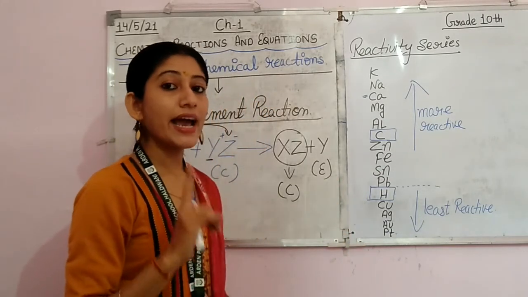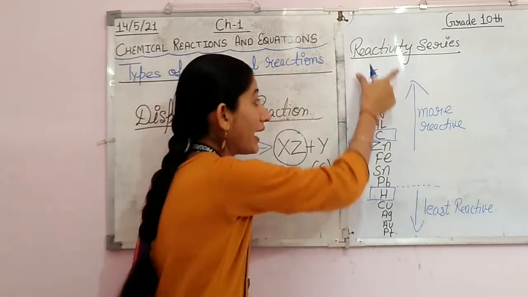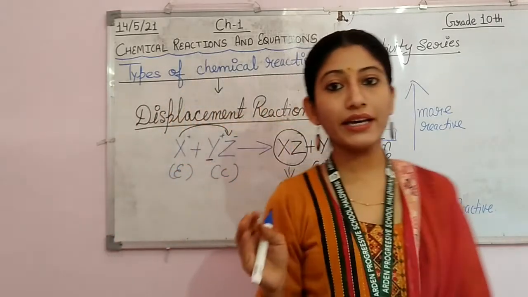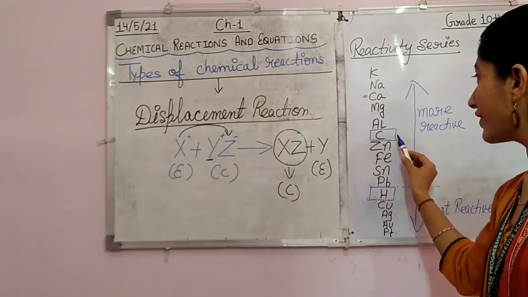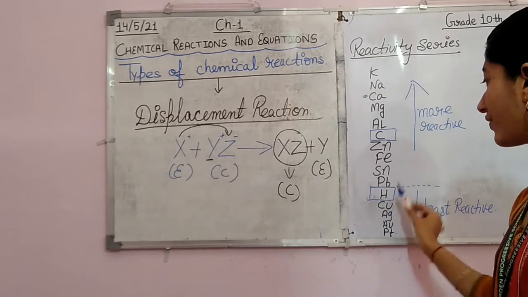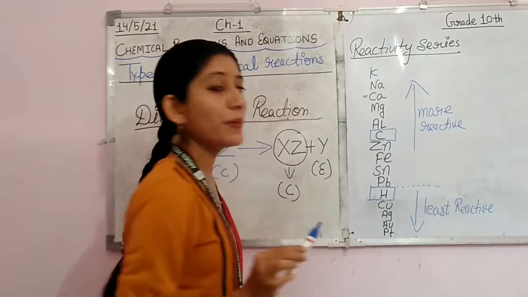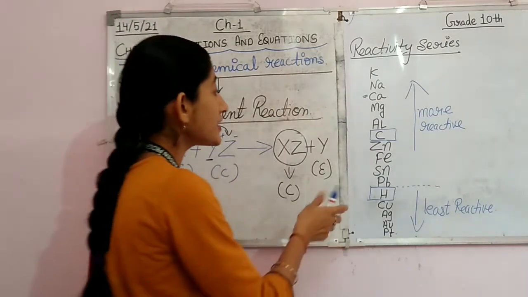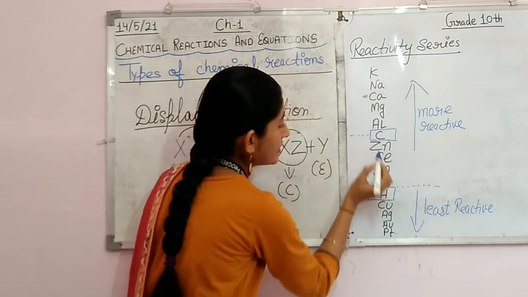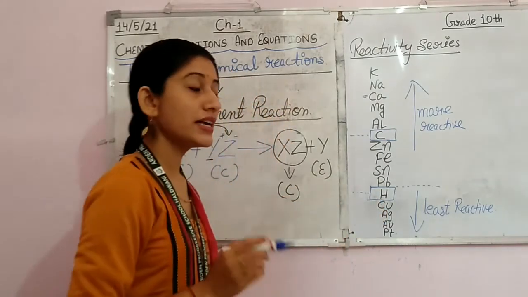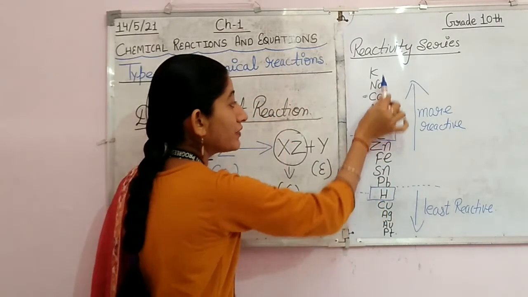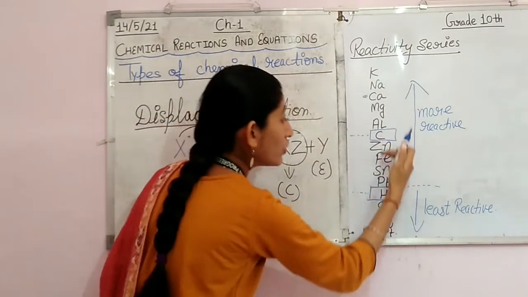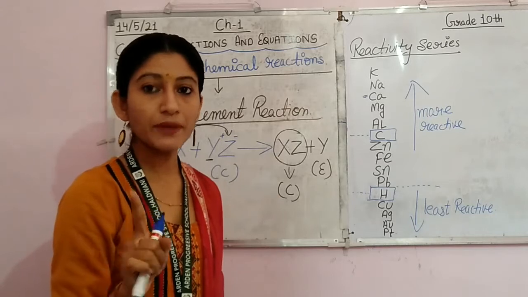Another thing is that, as I told you, this is the metal reactivity series. So I have written metals, students, but here you can see that I have written carbon as well as hydrogen. So carbon and hydrogen are not metals. Then why have I written them here? See, these are the marking lines. It means the metals which are above the carbon can displace the carbon, but the metals which are below the carbon cannot displace carbon.